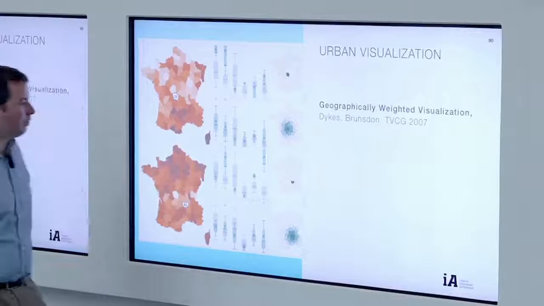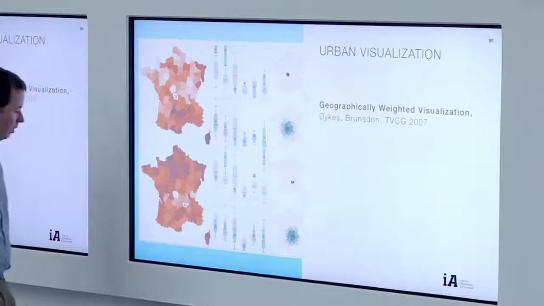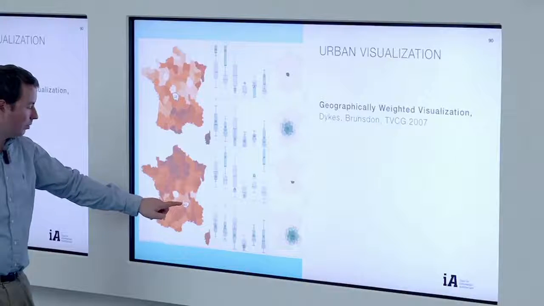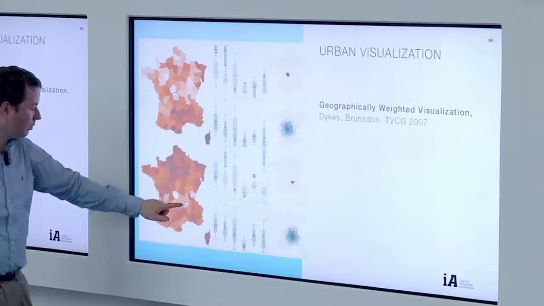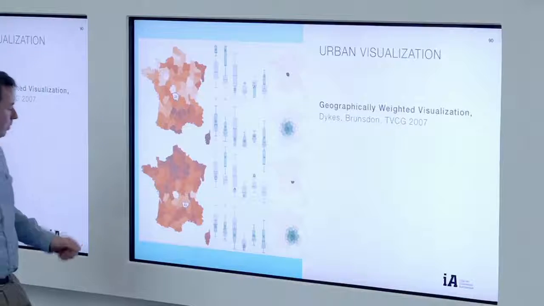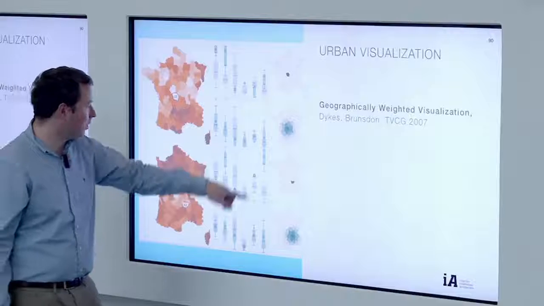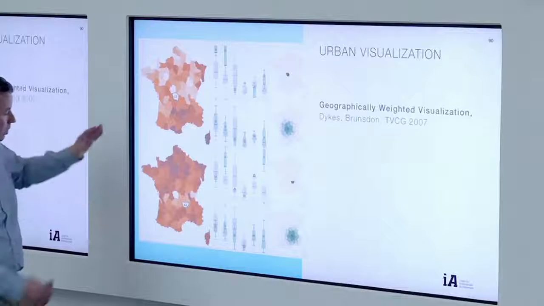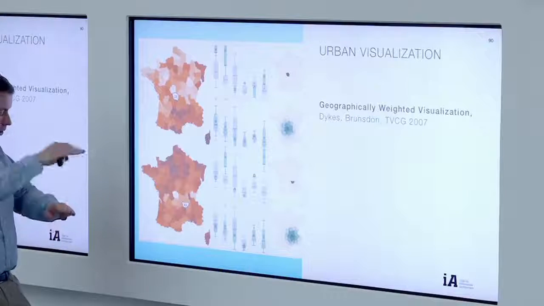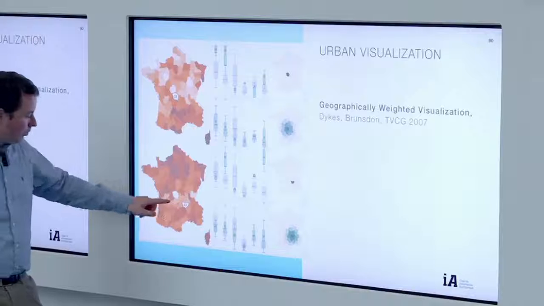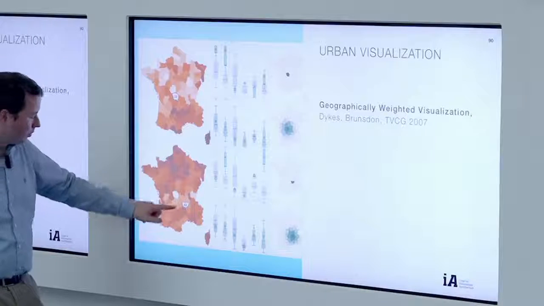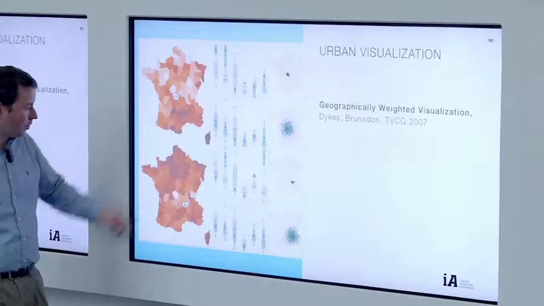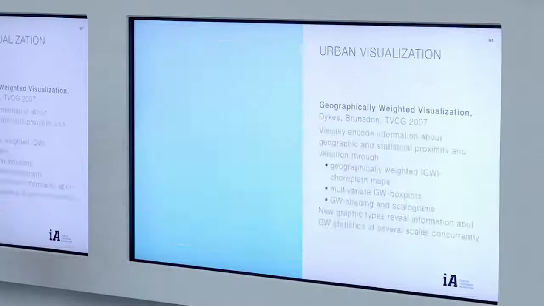So, another technique in urban visualization is a kind of geographical weighting. How does this location compare to this one, for instance? If you have different kinds of parameters like jobs, distributions, you can see the differences from this area to that area. So this will be like the median, and this will be lower than the median. Everything here is higher, for instance.